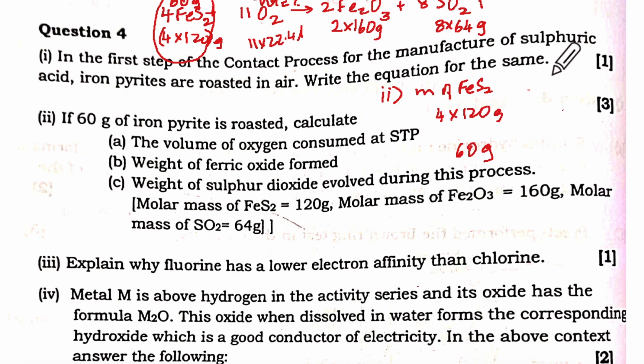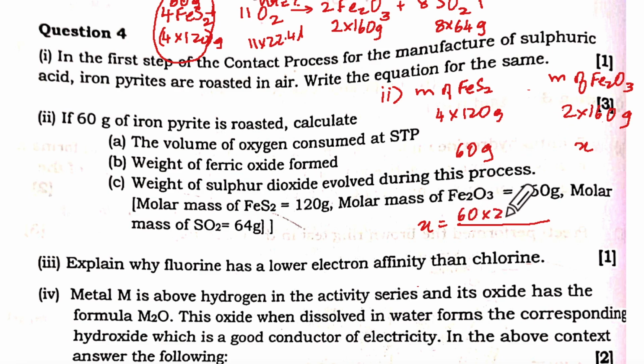And they are saying mass of Fe2O3. So from the chemical equation, this is 2 into 160 gram. So 60 gram, then X. So what is X equal to? Numbers across multiply. 60 into 2 into 160 divided by 4 into 120.